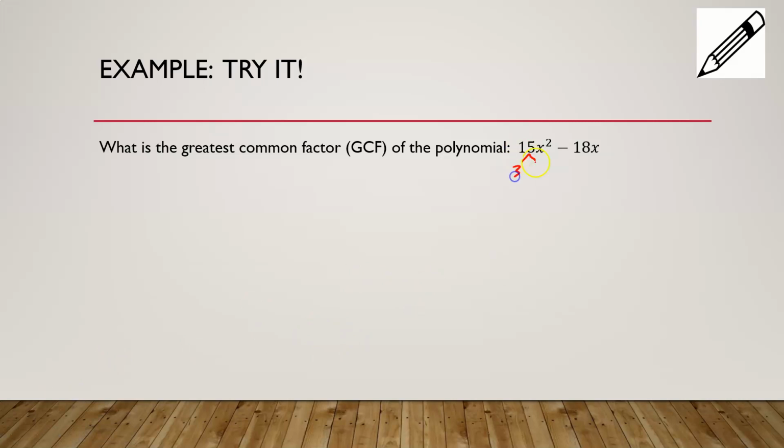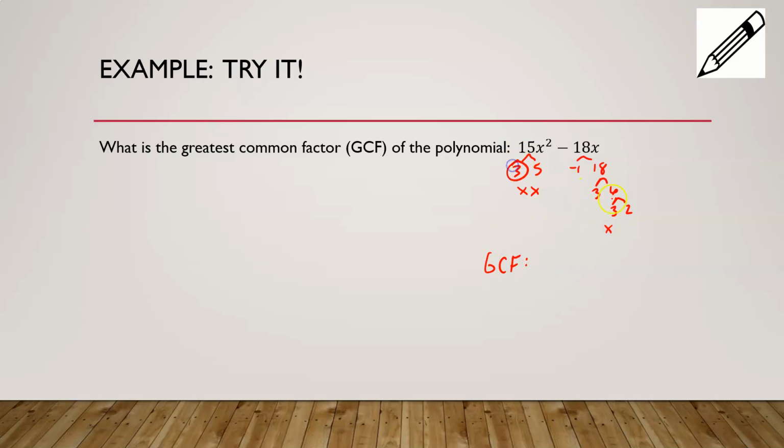All right, so 15 is 3 times 5. Those are both prime, so I have 2 x's. A negative 18, so I can do a negative 1 times 18. And then I can do a 3 times 6. If I want to break it all the way down, 6 is 3 times 2. And this has 1x.